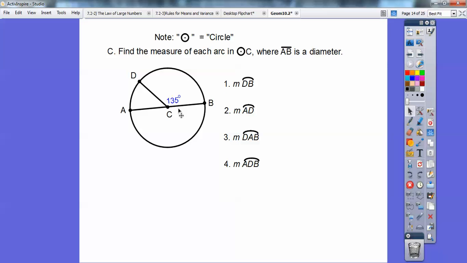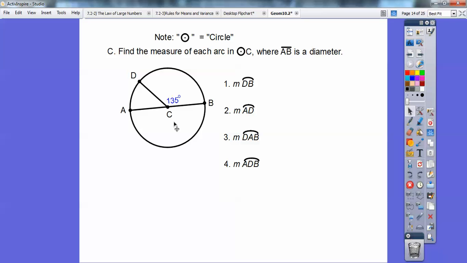They only gave us this 135. Well, they did tell me that that's a diameter, and diameters give me semicircles, which are 180. So if this is 135, this piece is going to be the rest of 180, because it's 180 all the way across this whole diameter. So 180 minus 135 tells me this little piece right here is 45. That's a central angle. If that's 45, this is going to be 45 right there, and if this is 135, this is going to be 135 right there. So arc DB is 135. Arc AD is over here. That's 45 right there.